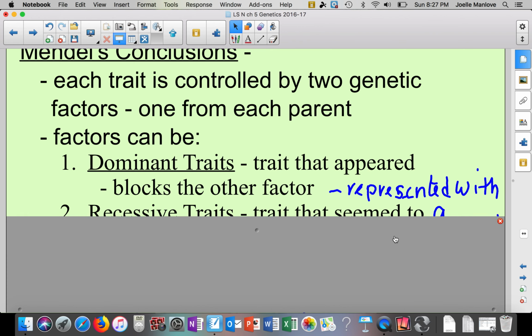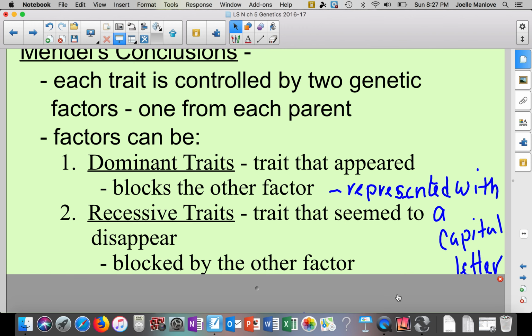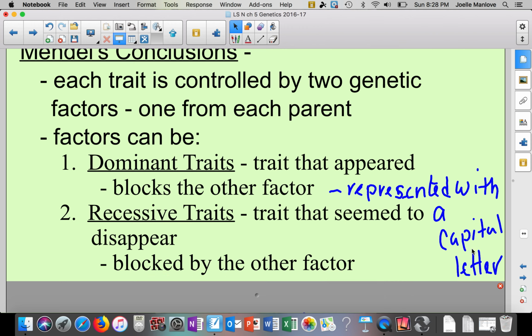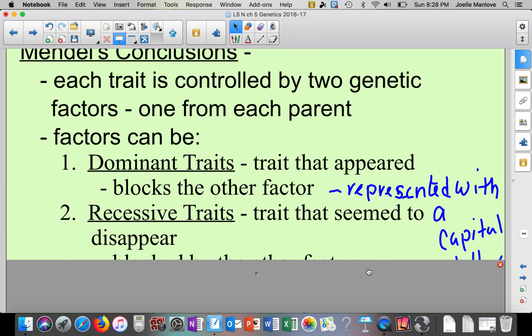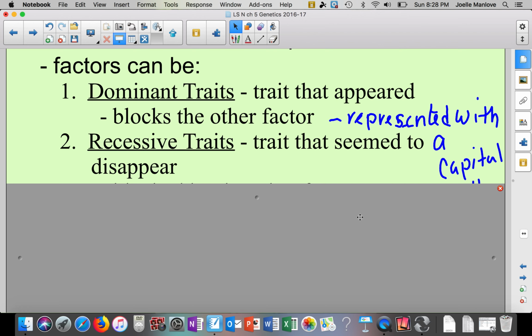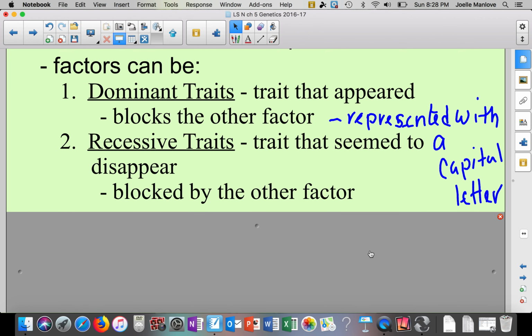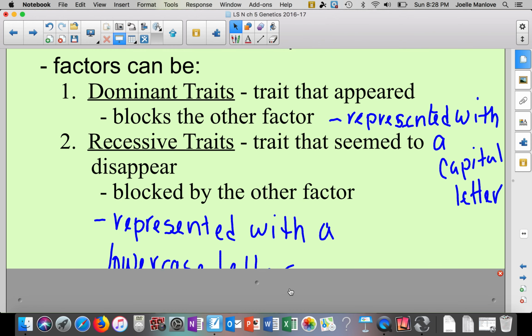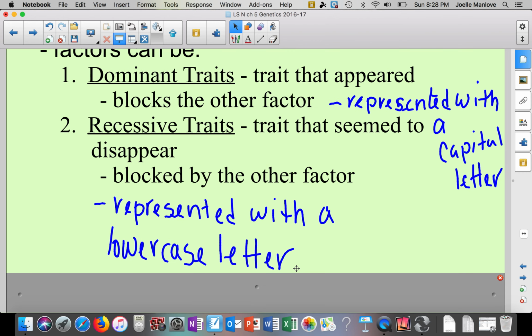We represent the dominant trait with a capital letter. And I have that written here, kind of running down the side here. Okay, so when we talk about dominant traits, we're representing those with capital letters. The recessive traits are like the quiet person. So they're the trait that seems to disappear, the one that doesn't get noticed. So they are blocked by the other factor. So the dominant factor blocks the recessive factor. And we represent these with a lowercase letter.